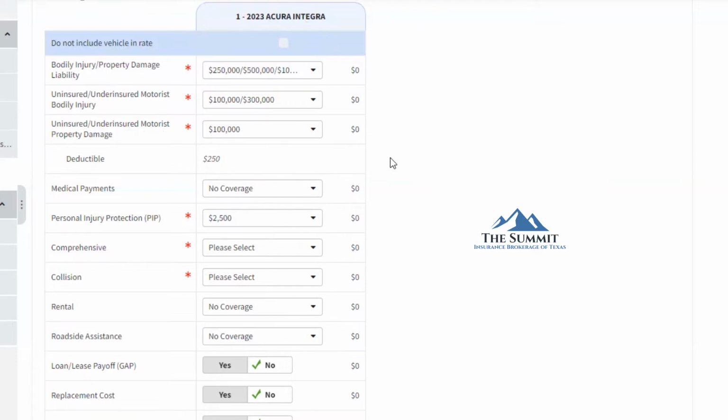But again, looking at different carriers and different coverage options for your specific risk and your vehicles is something we will run through and make sure that we at least have the conversation.